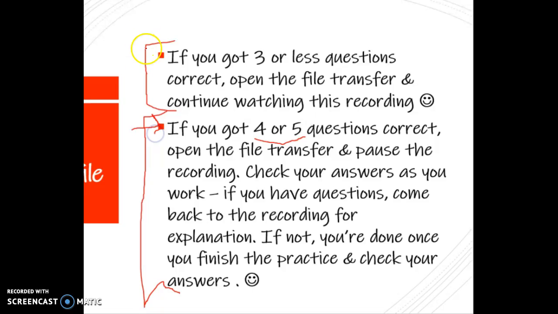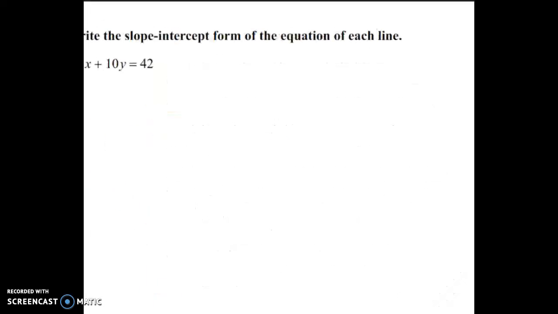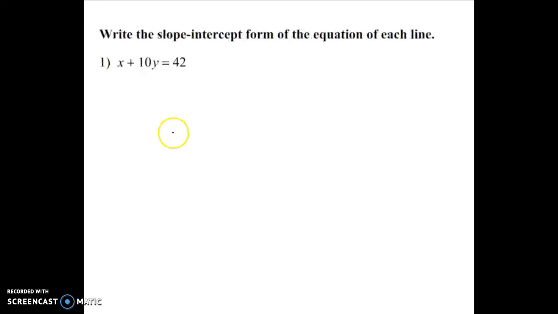However, if you only got 3 or less correct, I want you to continue watching because we're going to work on these problems together. The first one here says write the slope-intercept form of each line. So the first one is x plus 10y equals 42. First of all, we need to remember what slope-intercept form is. Remember, it's y equals mx plus b. And the whole reason it's called slope-intercept is because m is the slope and b is the y-intercept.